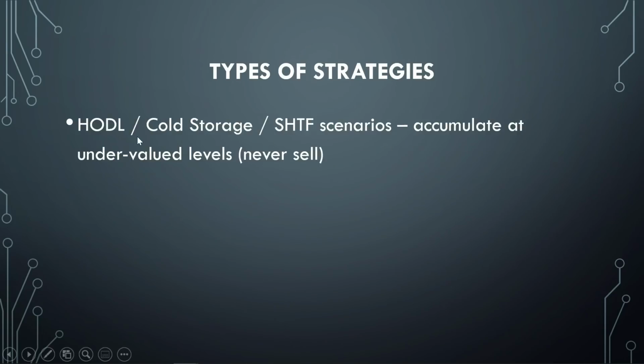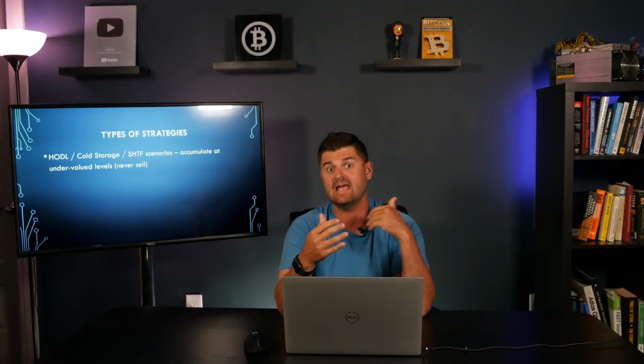And there's really three different, I guess, categories or types of strategies that we can look at. The first is what I call the hodl / cold storage / shit hits the fan scenarios, where basically what you're looking to do is you accumulate at undervalued price levels and then you never sell. So hodl, for anybody that doesn't know, means hold on for dear life. And it's basically a play on the word hold, right? Where you buy and you just hang on, right?